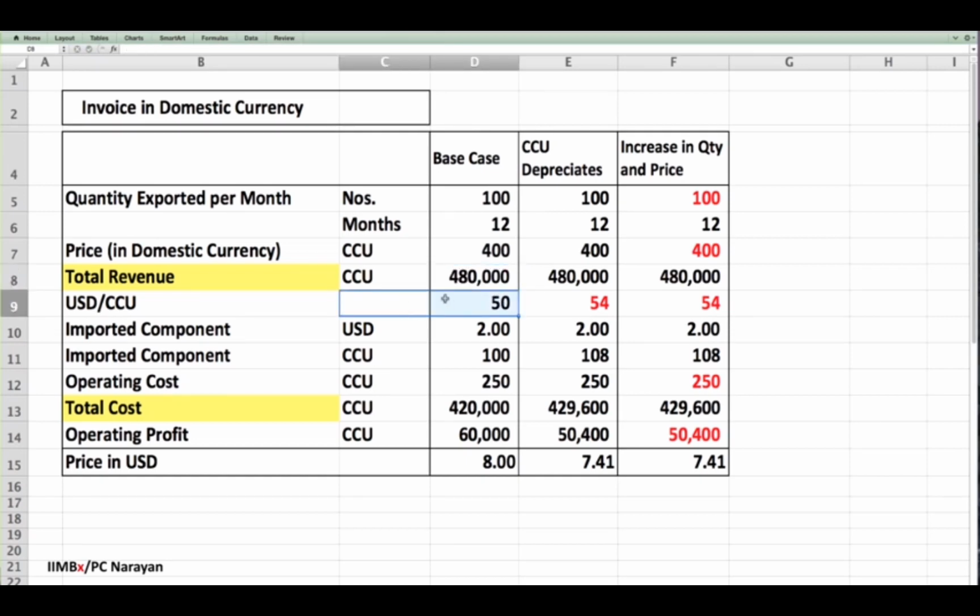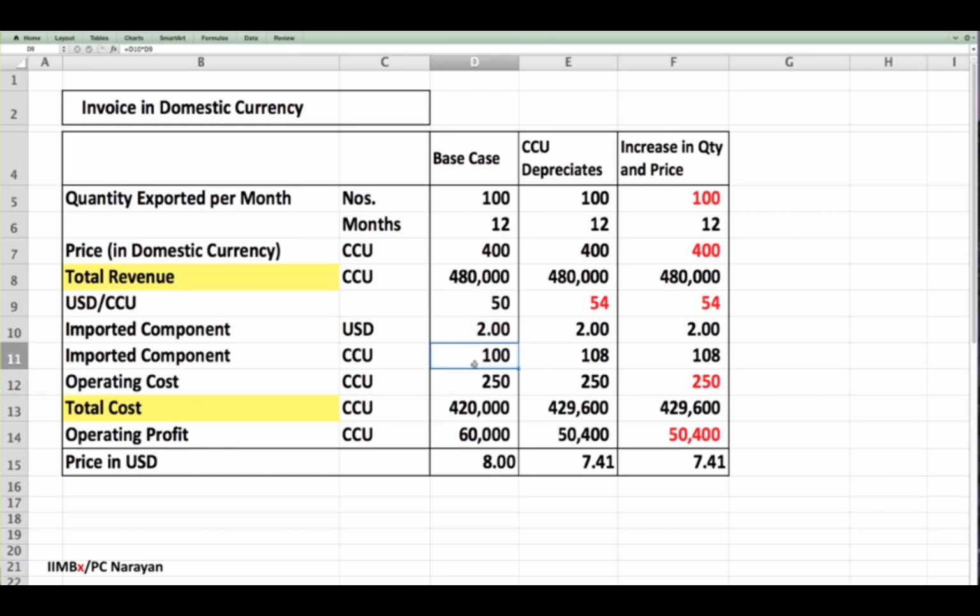Now the other difference in this example vis-a-vis the previous example is the fact that there is an imported component in the finished product of $2, and therefore at the current exchange rate of 50, $2 imported component, the cost of the imported material is 100.